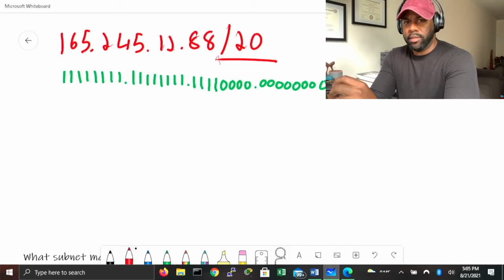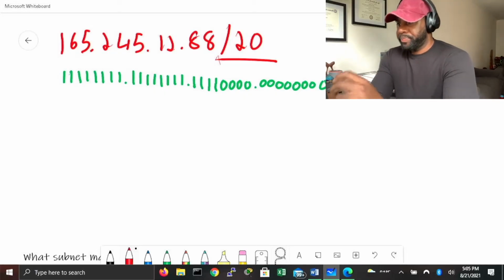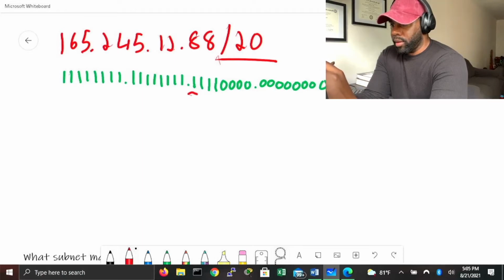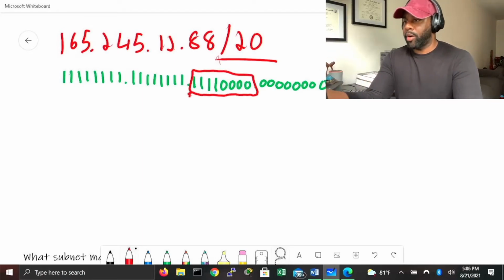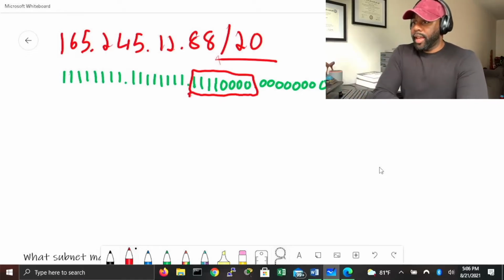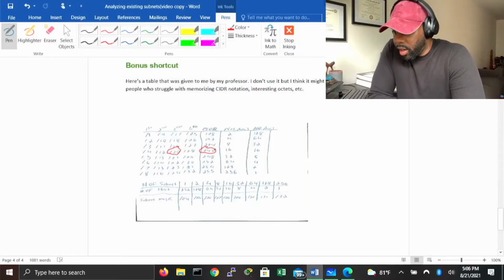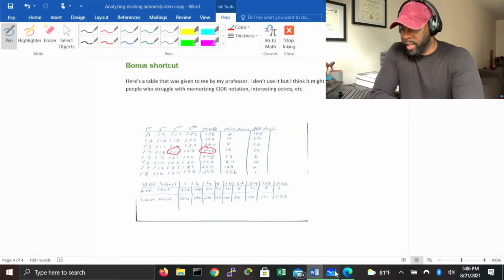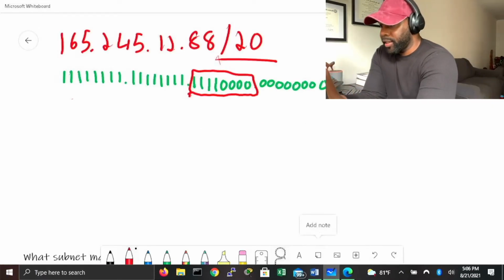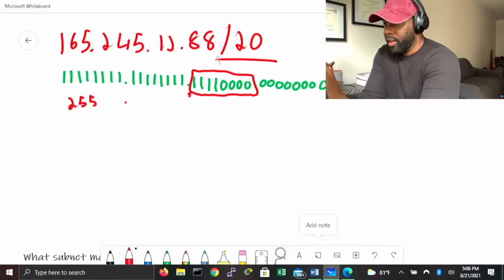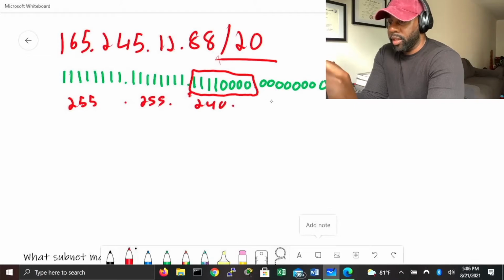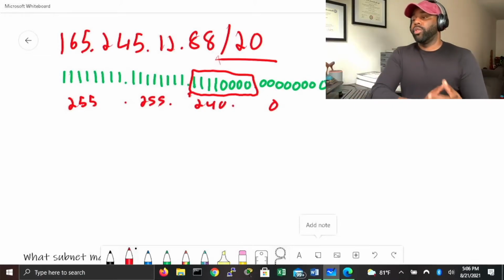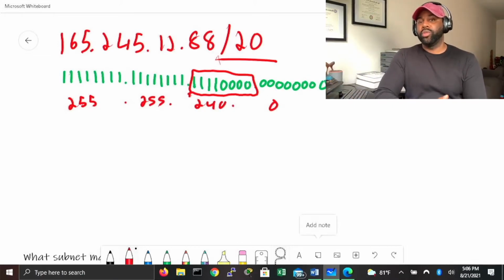You guys heard that? No? Okay. Anyway, what does this correspond to? As per our chart, and we could go to our little table that our professor gave us, it corresponds to 240. Nice. So we know that this is 255.255.240.0.